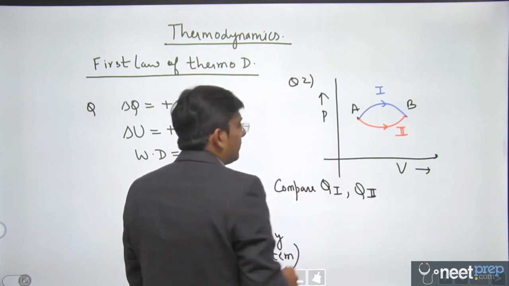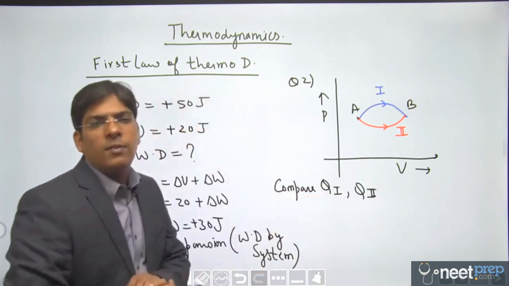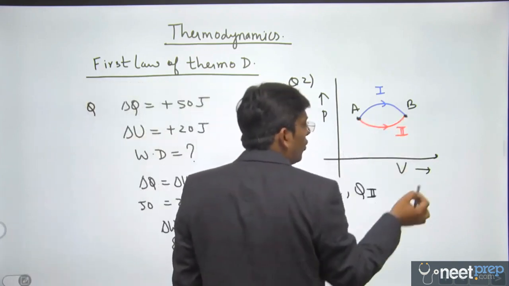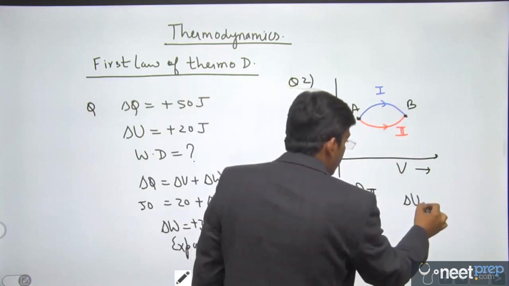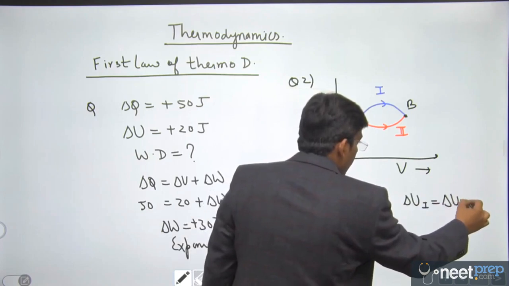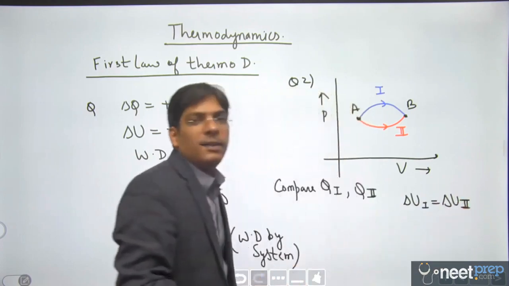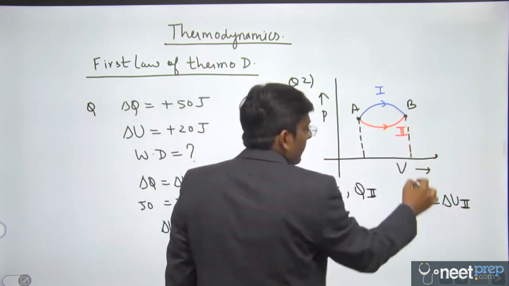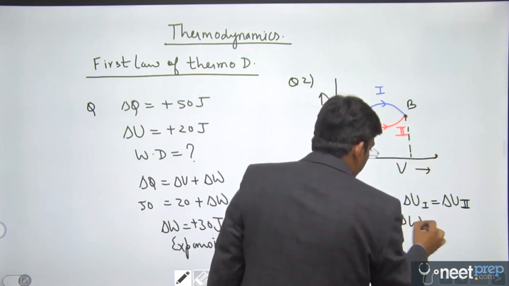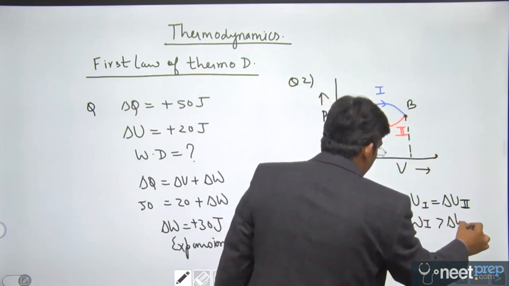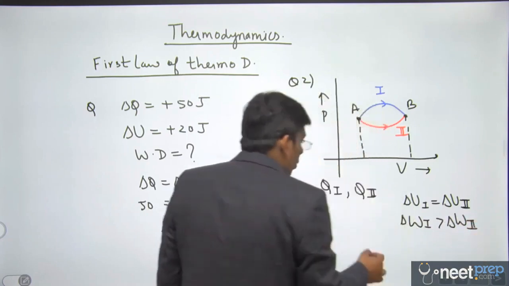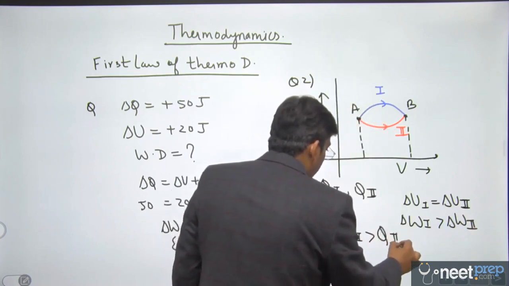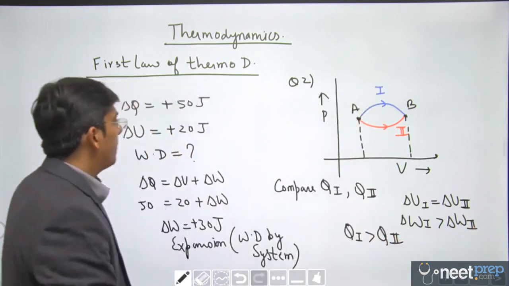See, the change in internal energy for process 1 and process 2 is going to be the same, as internal energy depends only on the initial and final position, not on the path followed between them. So the change in internal energy for process 1 is equal to that for process 2. Now work done is the deciding factor. The area bounded by the PV graph during process 1 is greater than the area bounded by the PV graph during process 2. So we expect the heat supplied to be greater in process 1 as compared to process 2, dear students, right? Kindly note down, dear students.